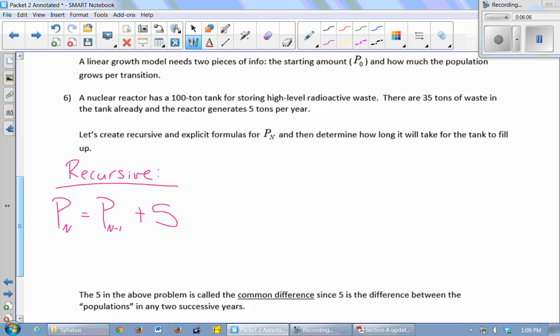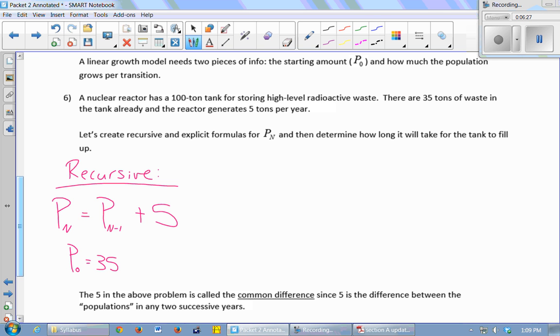There's my recursive rule. And if I'm going to use this rule, I do have to have some place to start. I would have to say P sub 0 is 35. Otherwise, I have no number to start creating my list with. Yep, that says n minus 1.